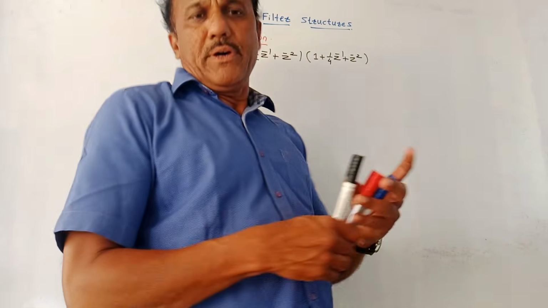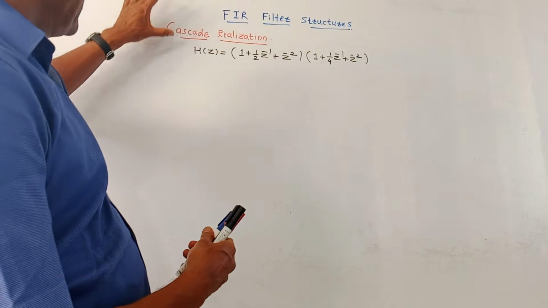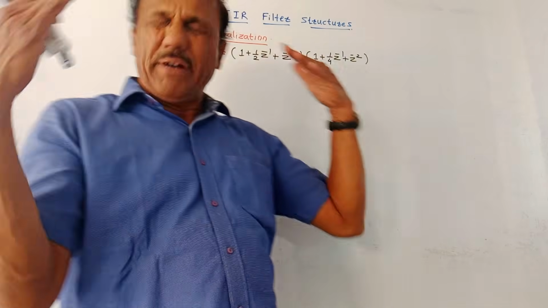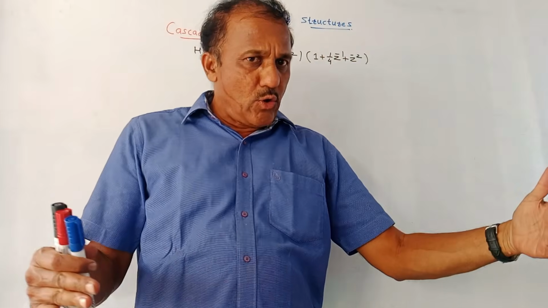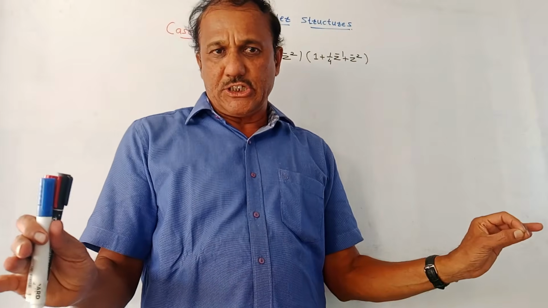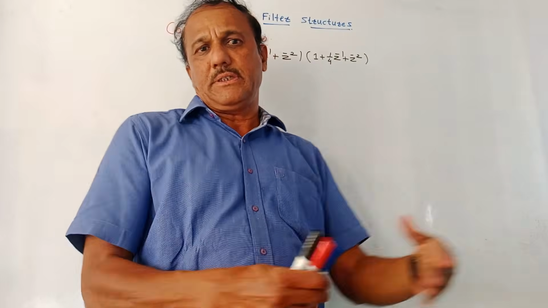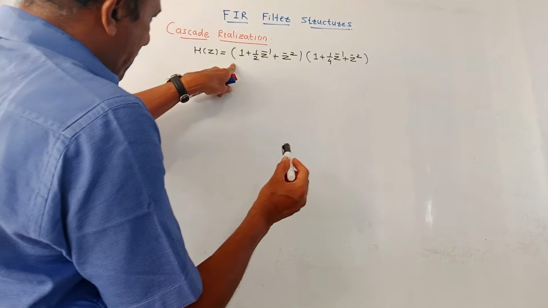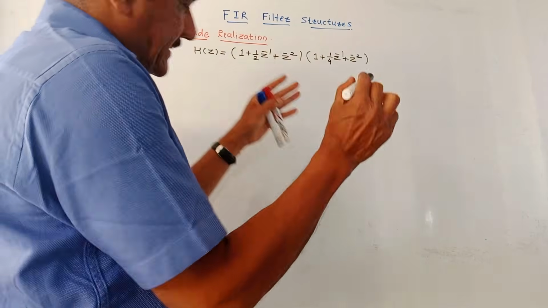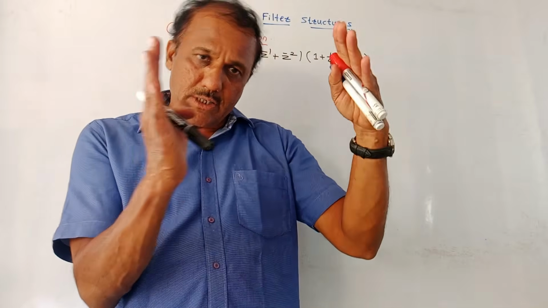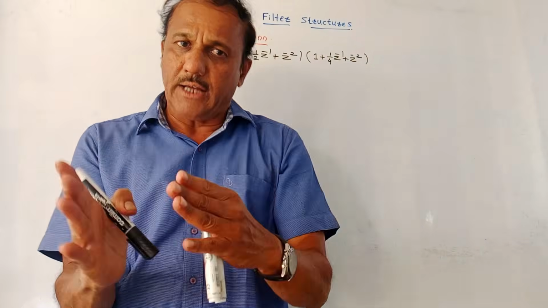Now the next step of realization for FIR filters is cascade realization. It is pretty simple. In the earlier video, we have studied direct form realization. It is just an extension of this direct form realization. So suppose this is the given equation. Cascade means the structures must be connected one after the other.